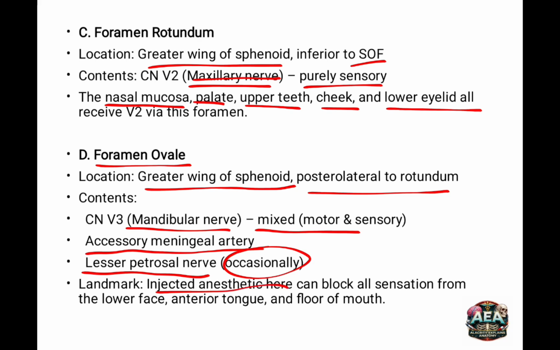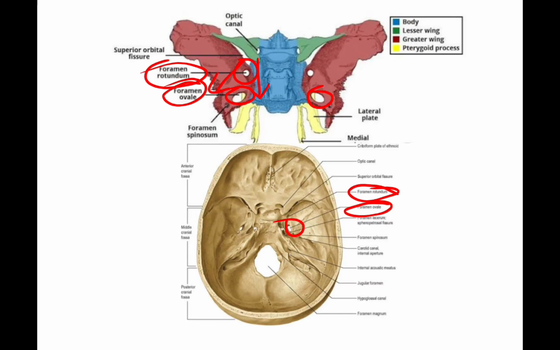Injected anesthetics are injected here and can be used to block sensation from the lower face, anterior tongue, as well as the floor of the mouth during surgeries that involve the head and neck. So that's for foramen ovale.